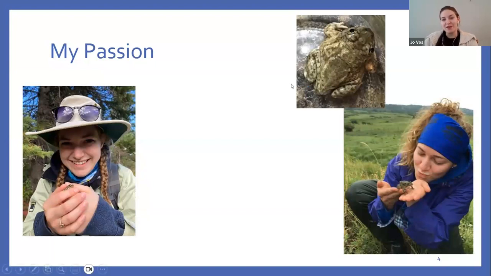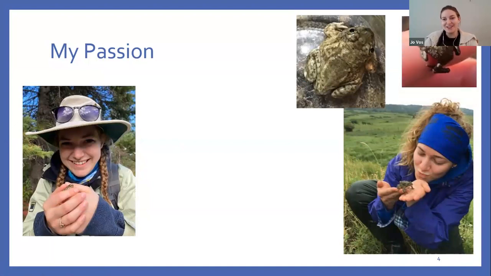This top one that just came up is a plains spadefoot toad that's around the prairies kind of by where I live in Maple Creek. This little one in the top right is a western toad, young of the year, and they are extremely tiny and adorable. I love them.